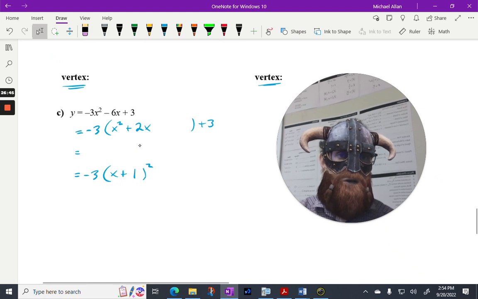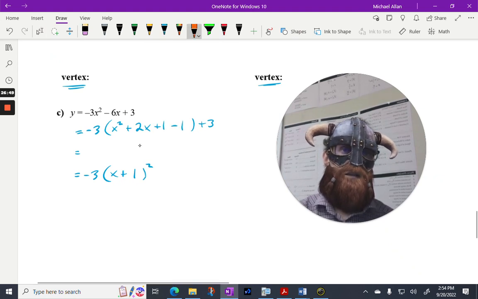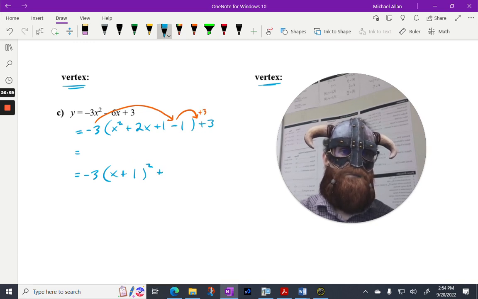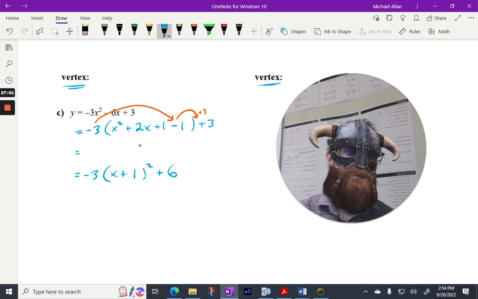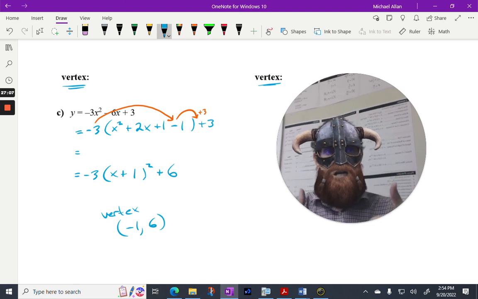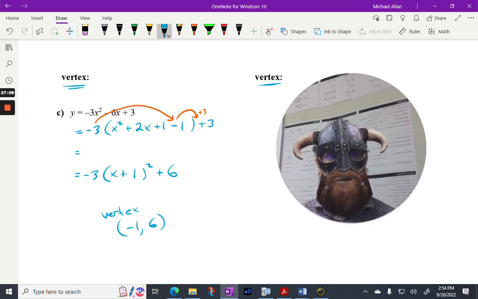You square the 1, and then you minus the 1. And then you pop the negative 1 out. So negative 3 times negative 1 is positive 3. 3 plus 3 is 6. Okay, and then down here, we're going to just write our vertex, negative 1, 6. Done!